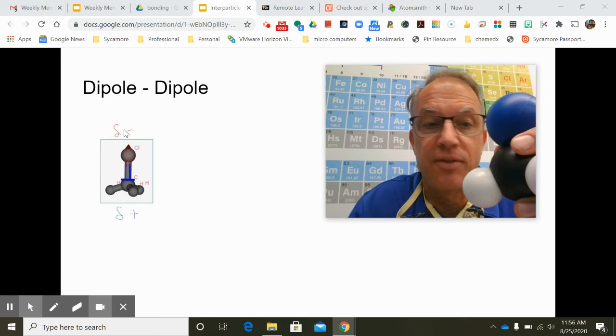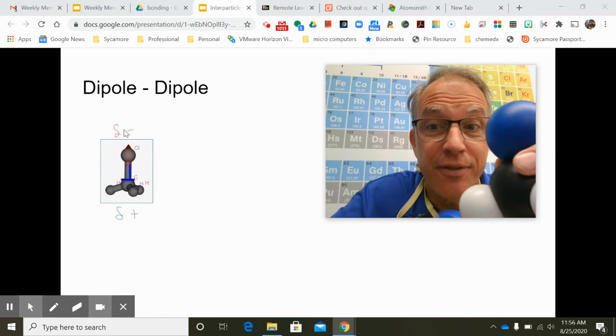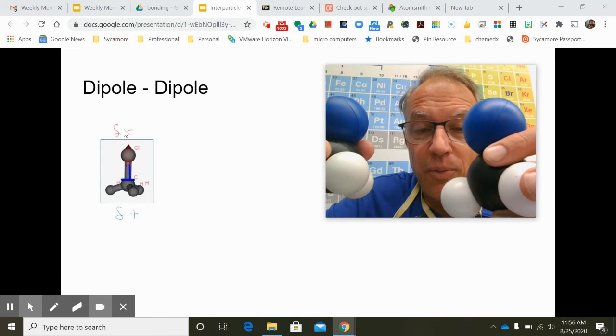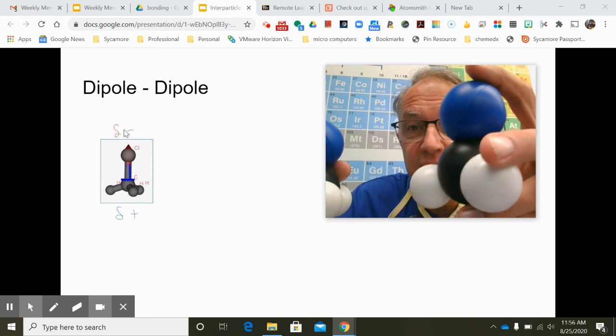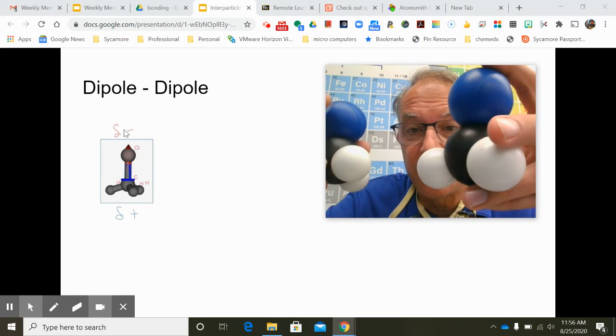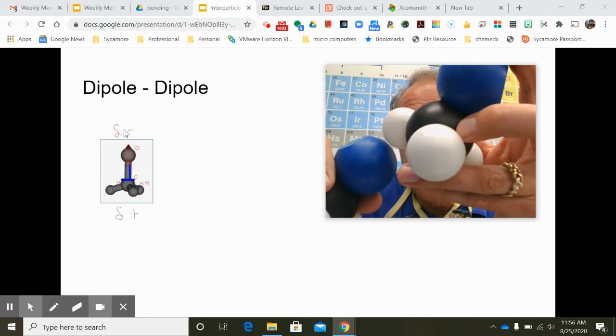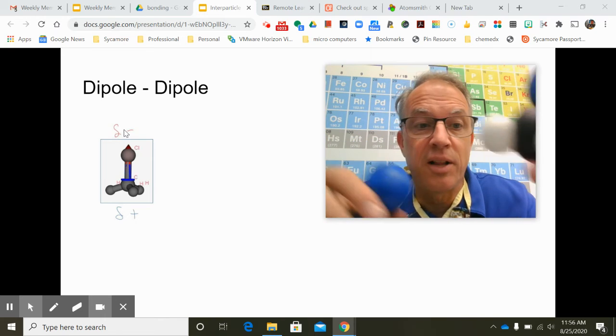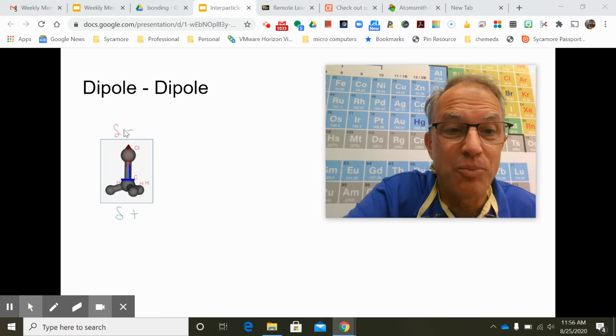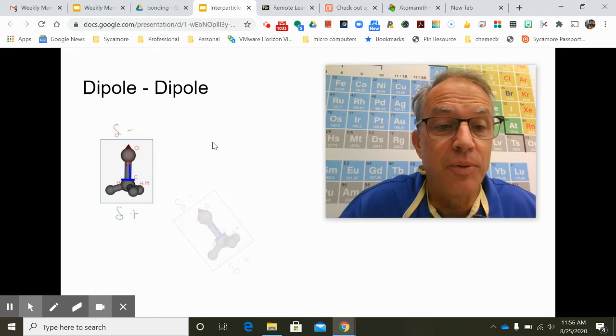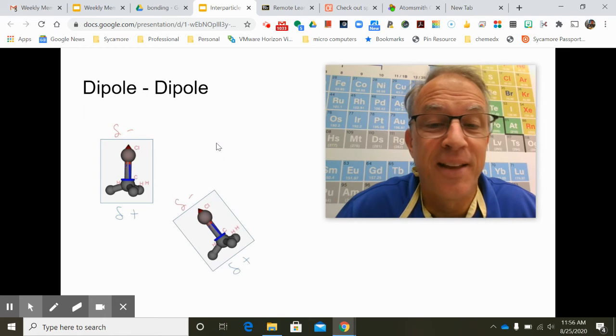So what would happen if another one of these comes in? If this side is kind of negative and this side's kind of positive, same for this one, opposites attract. They're going to want to combine like this, and they stick together more. So these might form a liquid at room temperature.